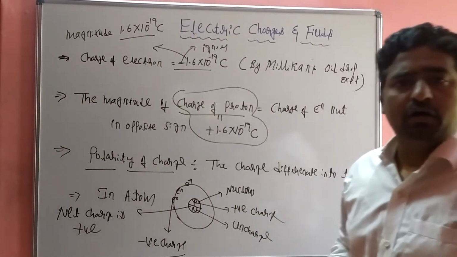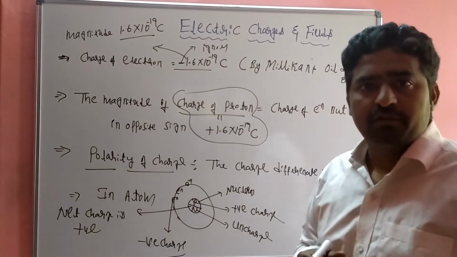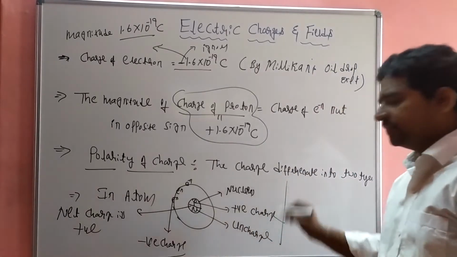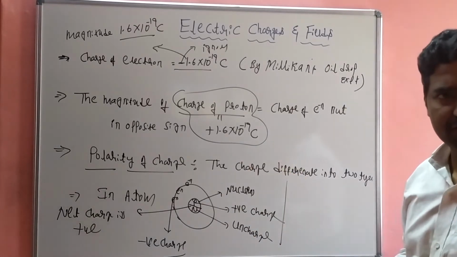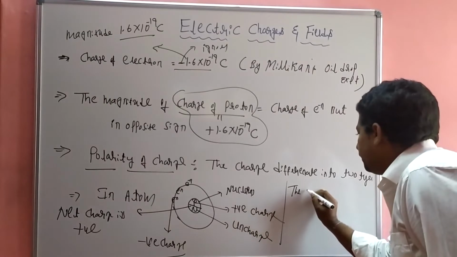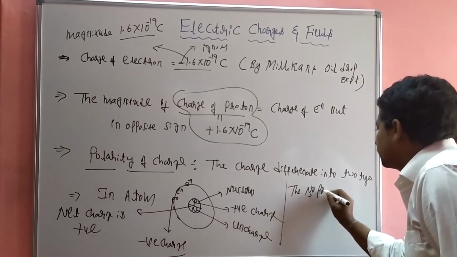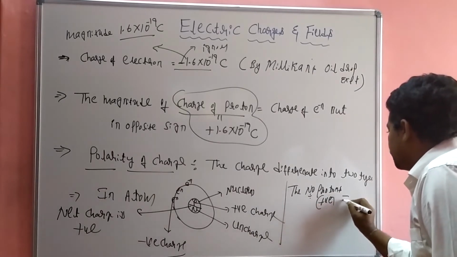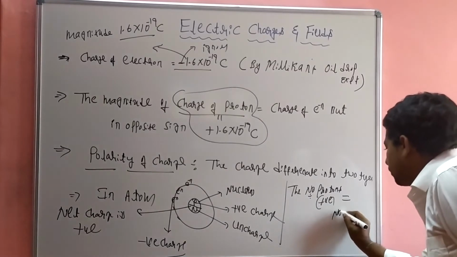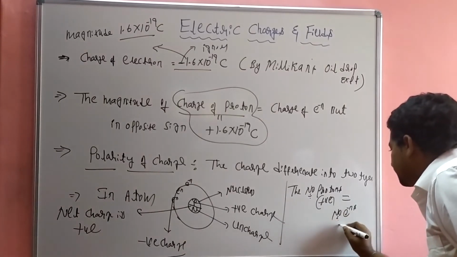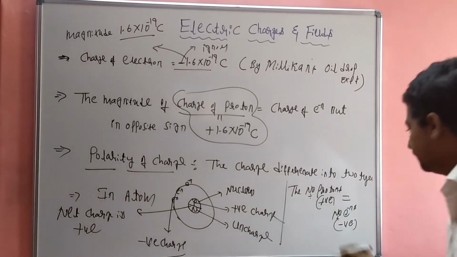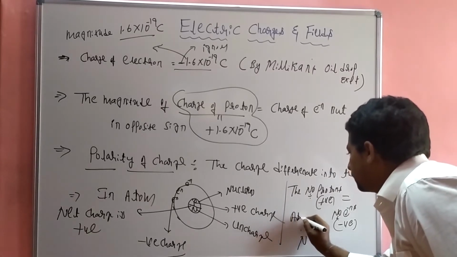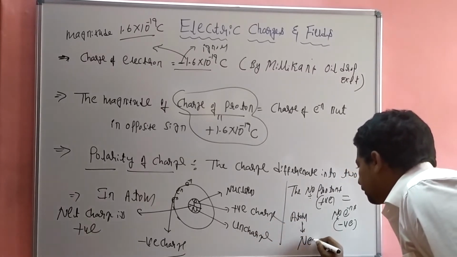So basically, the atom is said to be neutral. What is the meaning of neutral? Neutral means the number of protons is equal to the number of electrons. That means the positive charge is equal to the number of electrons, the negative charge. So the atom is said to be neutral.